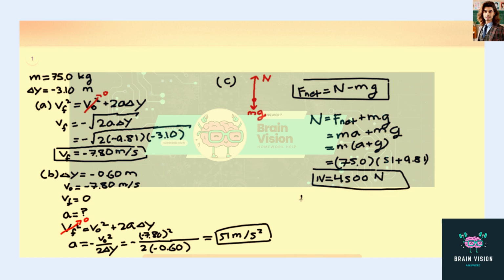And lastly, we want to know the normal force to weight ratio, which is going to be the normal force that we just found divided by mg. So this is 4,500 over 75 multiplied by 9.81. Plug this all in, and we get a normal force to weight ratio of 6.2, which is how hard he needs to exert.